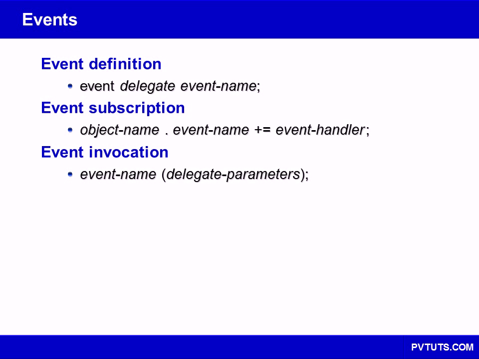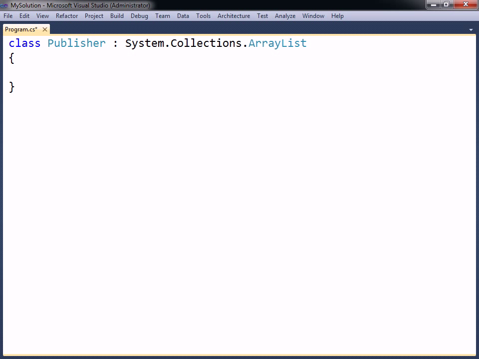Events enable an object to notify other objects when something of interest occurs. The object that raises the event is called the publisher, and the objects that handle the event are called subscribers. To demonstrate the use of events, the publisher will be created first.